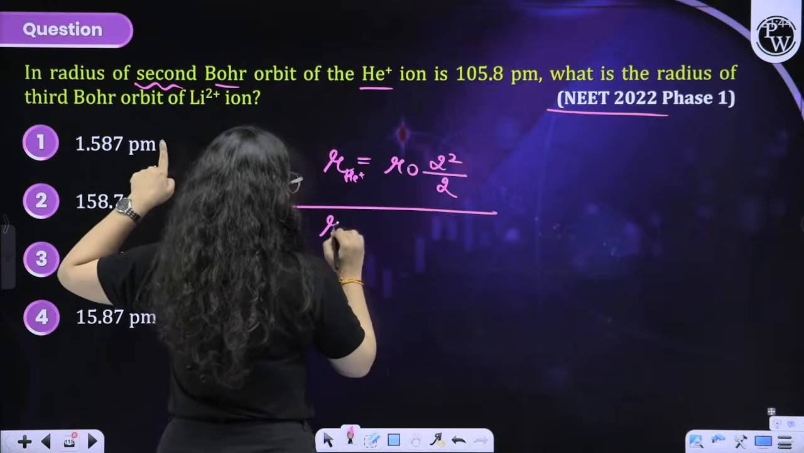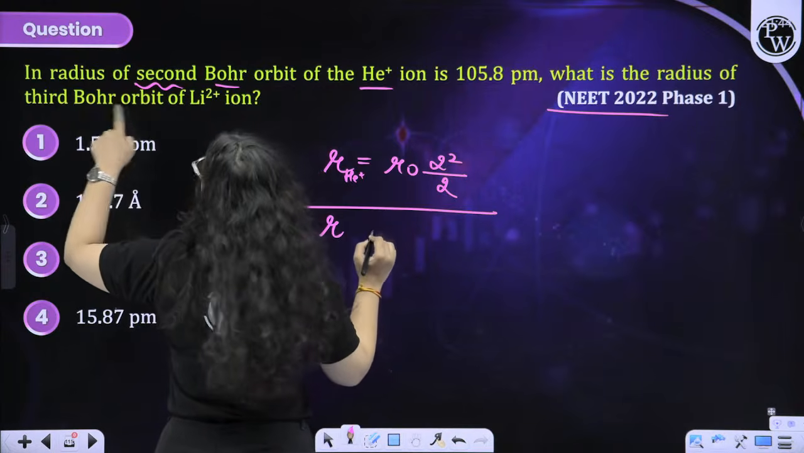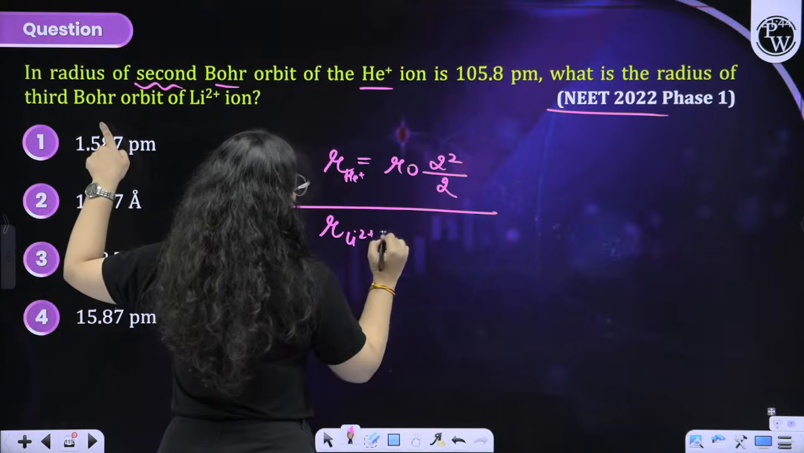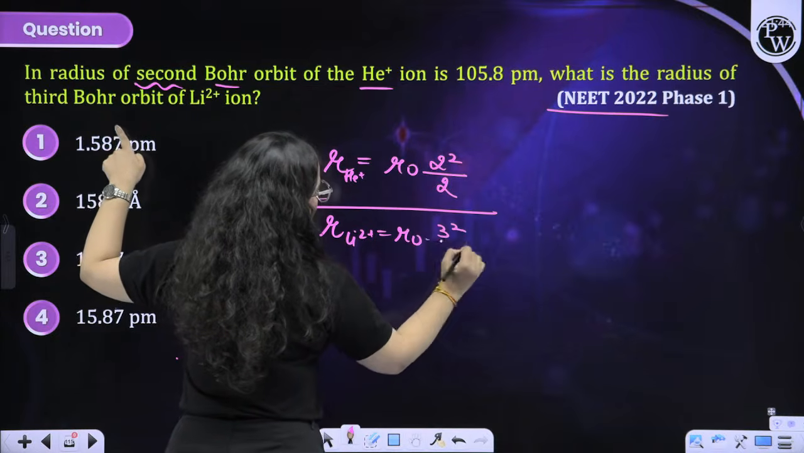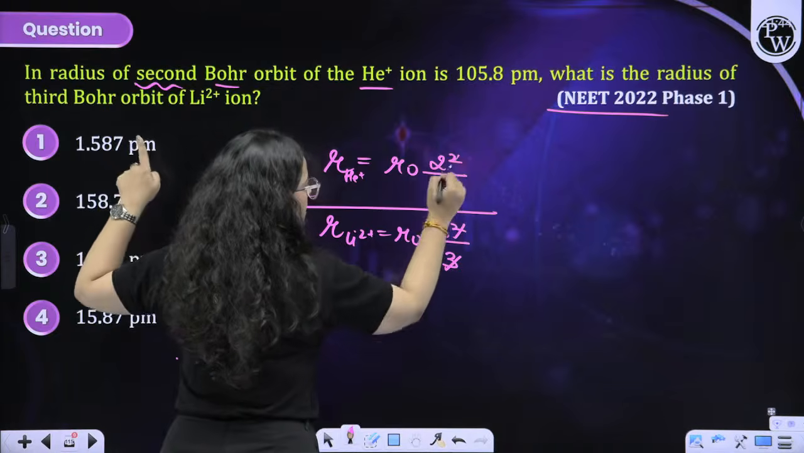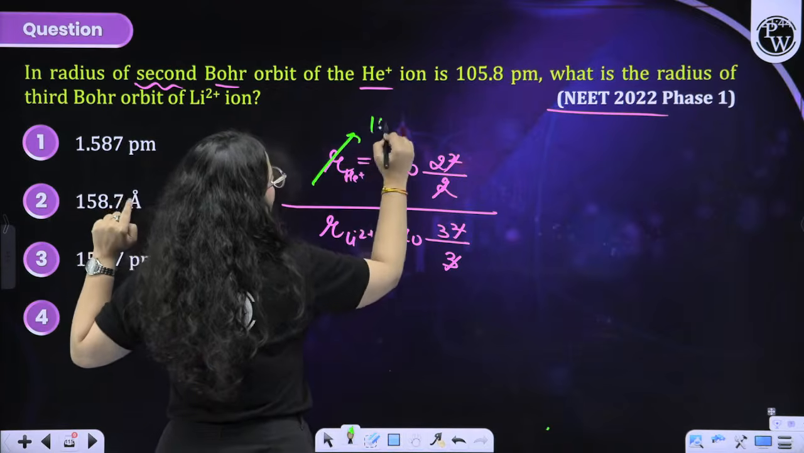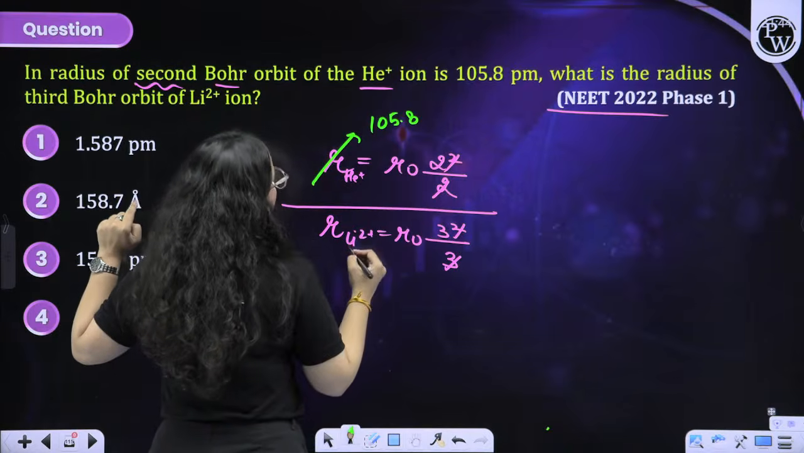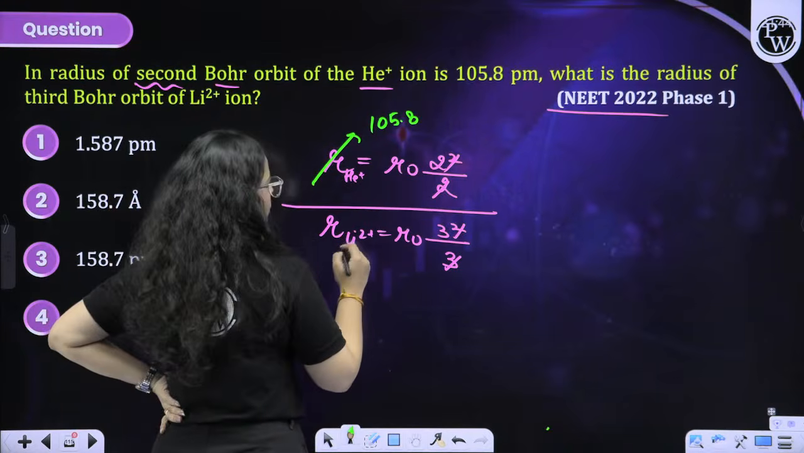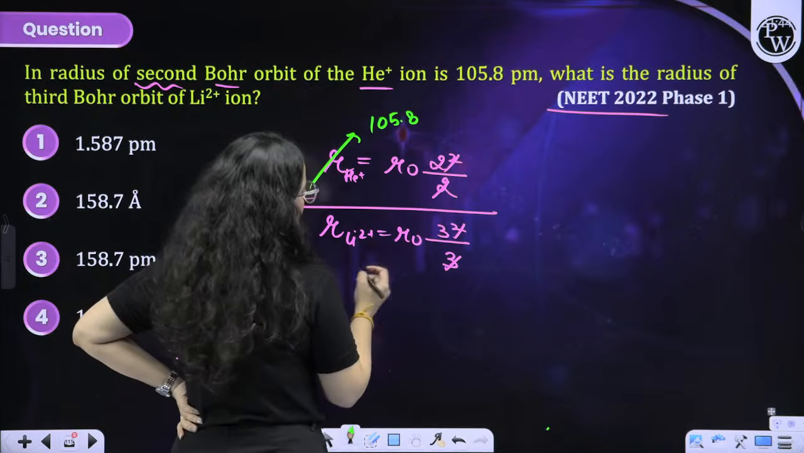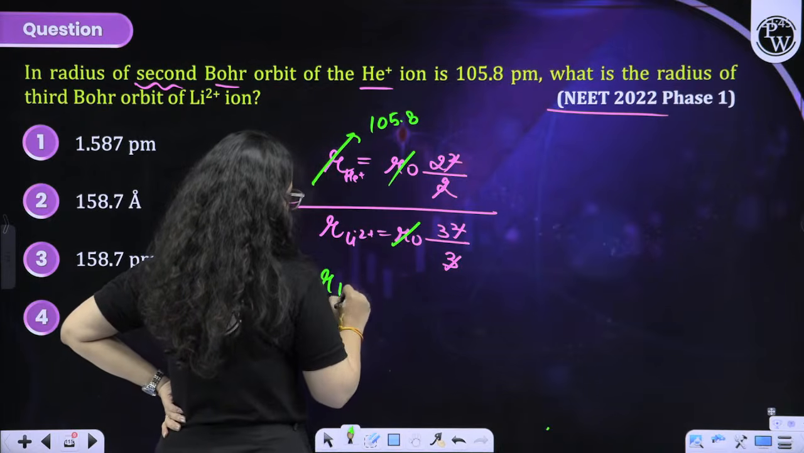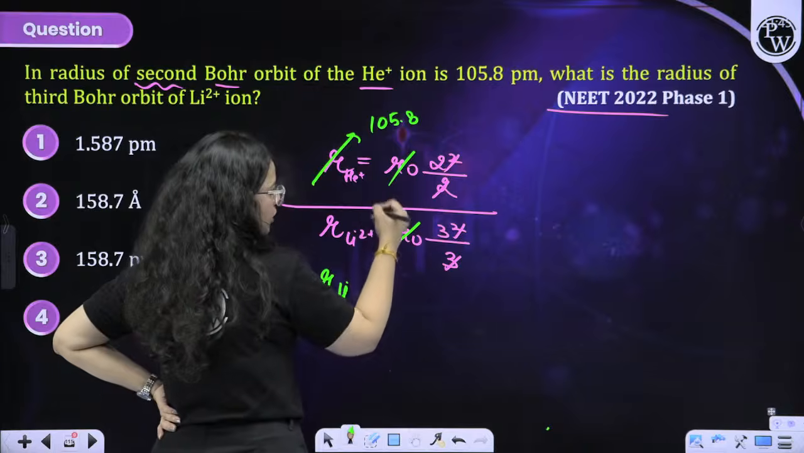Taking the ratio with the radius of the third Bohr orbit of lithium 2 positive: third Bohr orbit, so n square is 3 square, and for lithium z is 3. So just write the values over here. The radius given to you is 105.8. Accordingly, you can get it for lithium 2 positive. Just take it to be like this.